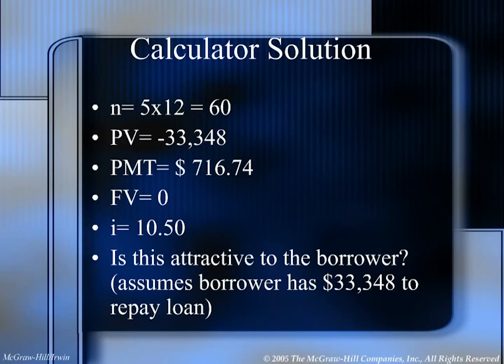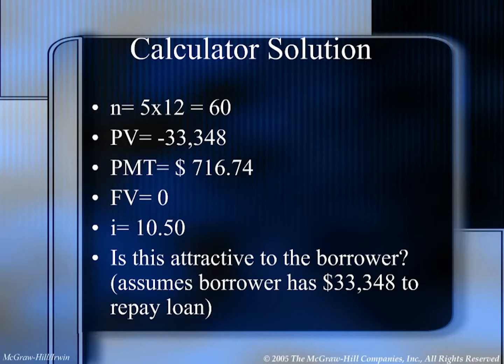So the calculator solution here is saying, using this information, is this attractive to the buyer? Again, this would be for the remaining 5 years. Instead of paying the $716.74, we just pay back the present value of $33,348. Then there'd be nothing left, so fully amortizing, and you compute the interest rate. It's 10.5%. This assumes now that the borrower has this $33,348 to pay back the bank.